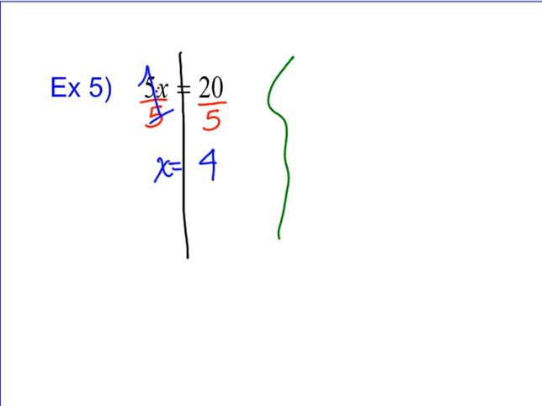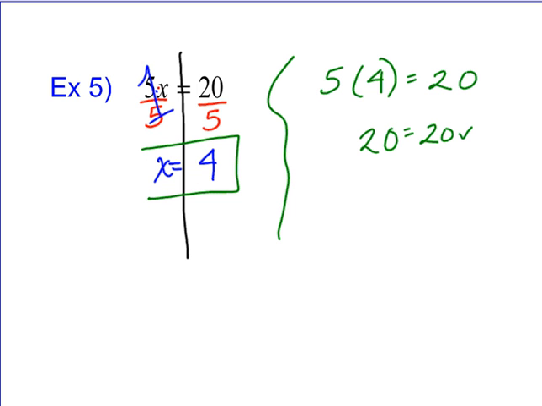We're going to check our solution, and again, just rewriting the original equation, but substituting our answer in. 5 times 4 is 20. It checks out, so x equals 4.